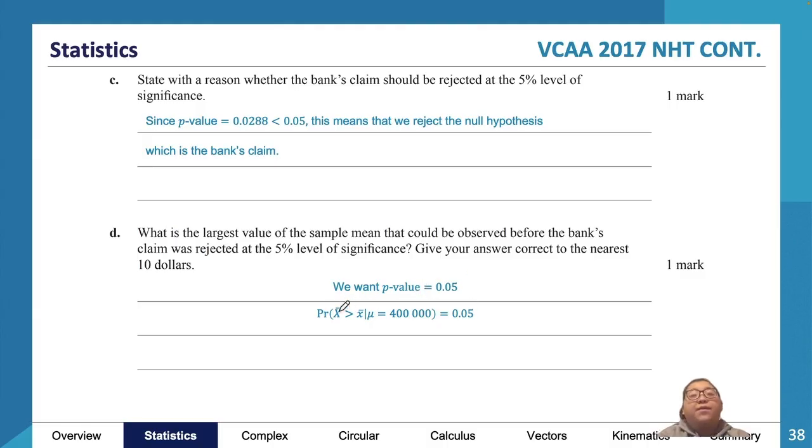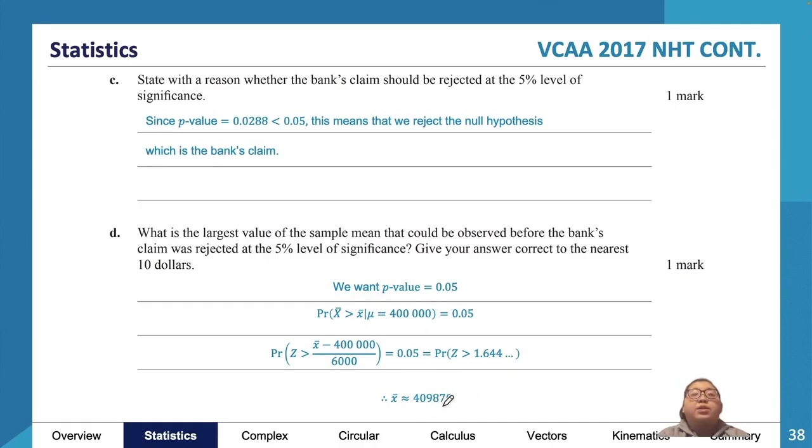So we know that we want the probability that x is bigger than some value, where our mean is 400,000, to be equal to 0.05. So we do an inverse normal in our function to find where that's going to be. If we use our standard normal distribution, we'll get that z is going to be greater than 1.644, and therefore we'll work out that x has to be greater than 409,870.